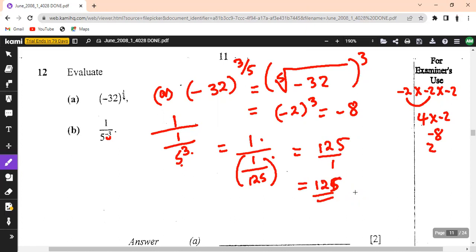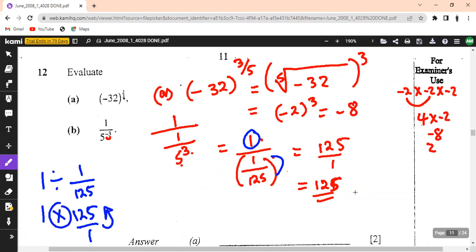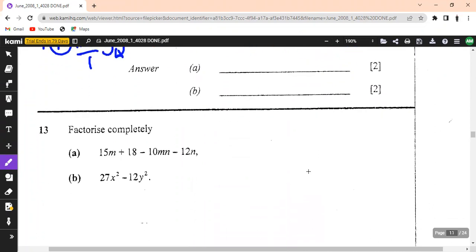So the answer is going to be 125, or it simply means you are dividing like this, 1 divide by 1/125. That is what it means. This one here divide by this, and you have to multiply by 125/1. Remember, when you introduce multiplication, you invert the second fraction. So that is going to be 125, just like that.